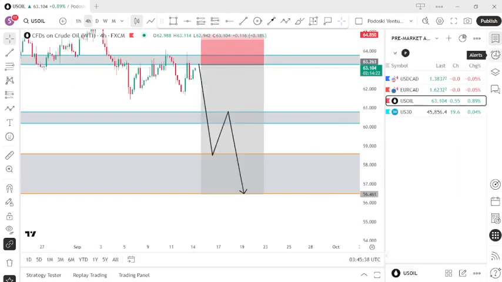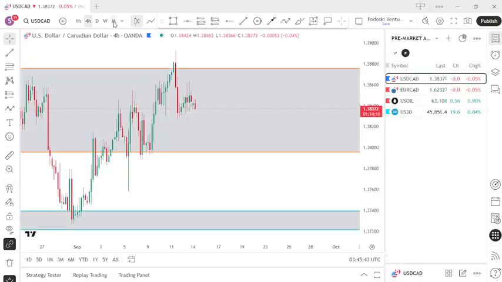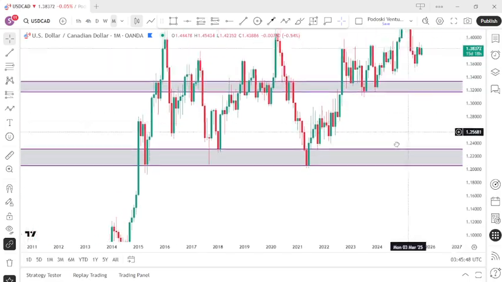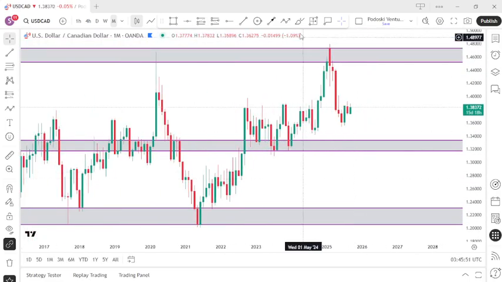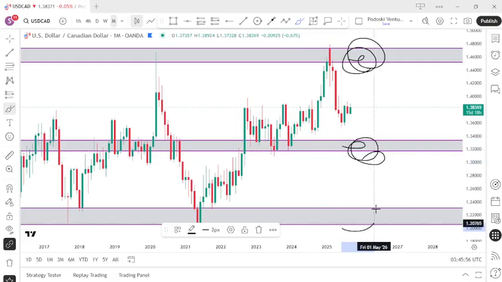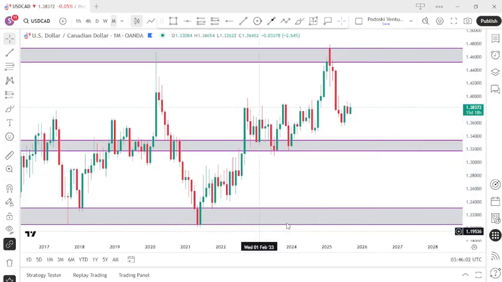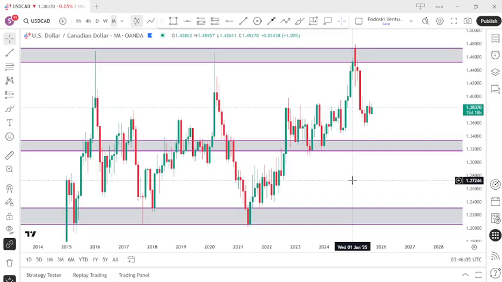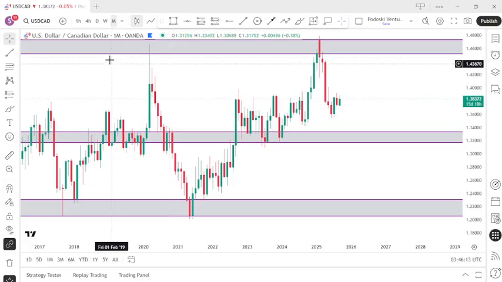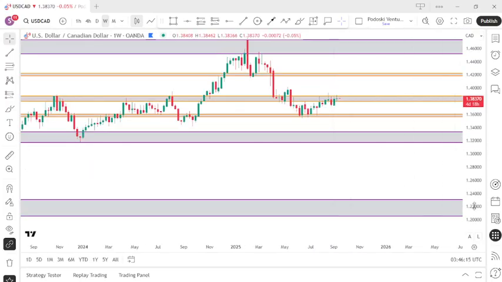The next pair on the list is USD CAD. On USD CAD, I'm going to start from the monthly time frame. I have my monthly upper zone here, midway zone here, and my monthly lower zone here. From the monthly time frame, you see price is moving to the downside. You can't really explain it from the monthly, so I'll go to the weekly time frame and explain it better.